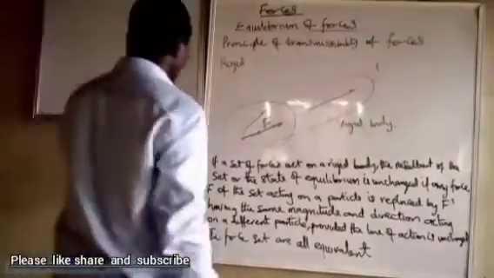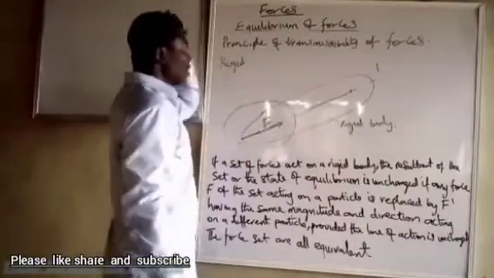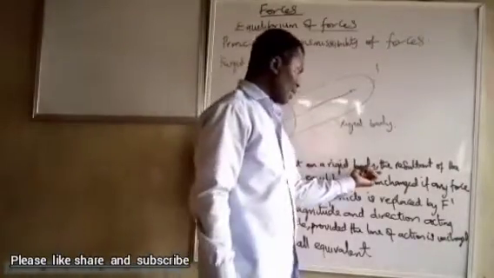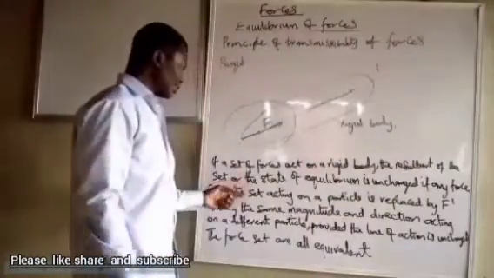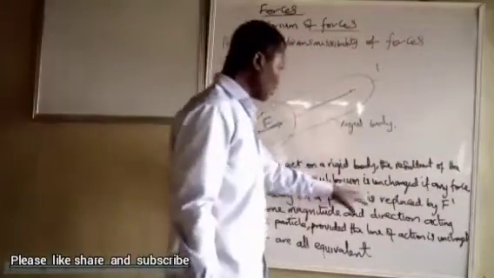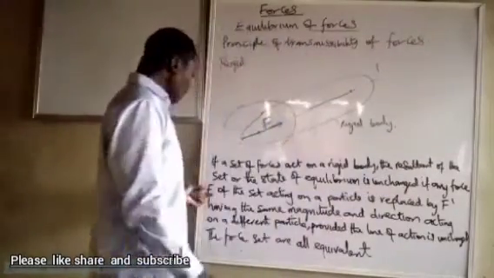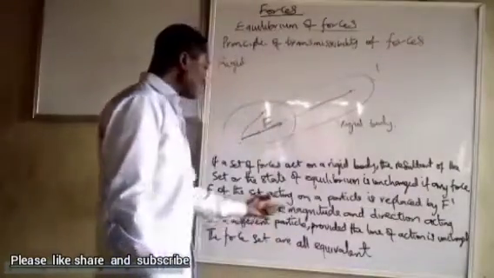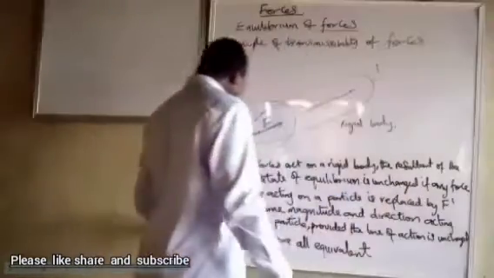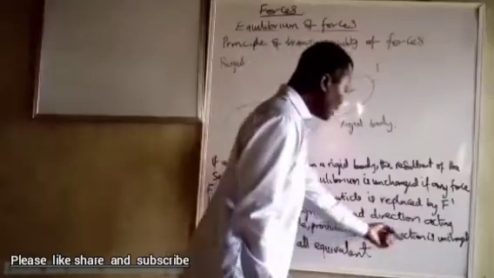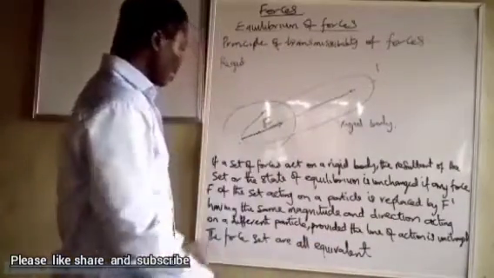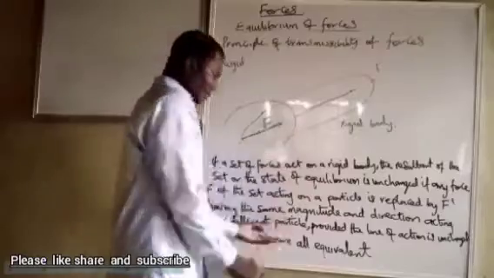Now, this is the principle of transmission of forces. If a set of forces acts on a rigid body, the resultant of the set or the state of equilibrium is unchanged. If any force F of the set acting on the particle is replaced by F having the same magnitude and direction acting on a different particle, provided the line of action is unchanged, the force sets are still equivalent.